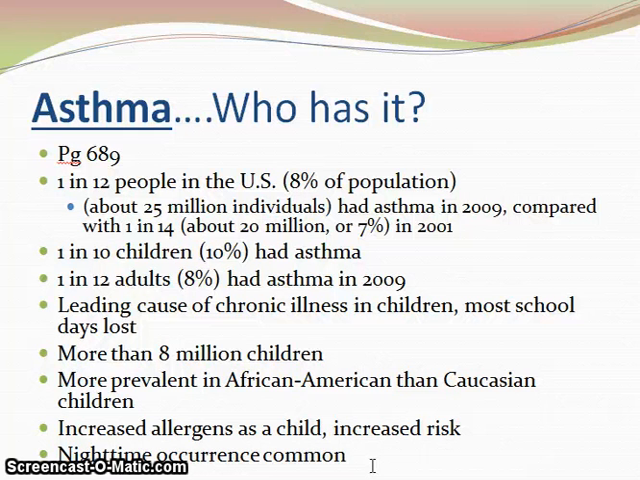It's the leading cause of chronic illness in kids, and it's the number one reason that kids miss school. Right, there's more than 8 million kids affected. Right, it's most prevalent in African American children over Caucasians. It increases in children who have allergies. Right, that's considered a risk factor, and it most often starts as a nighttime occurrence.